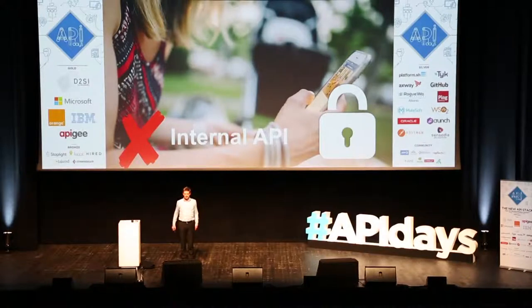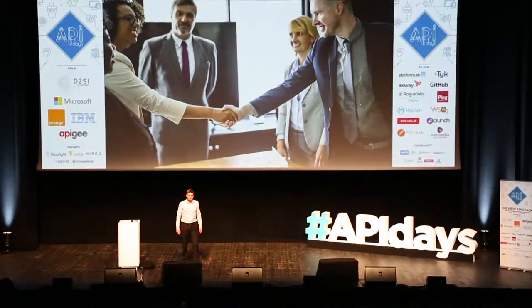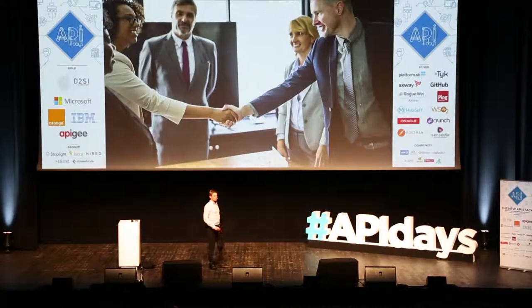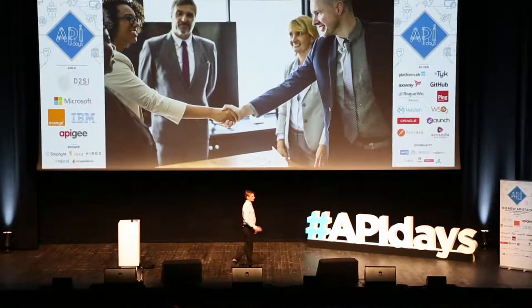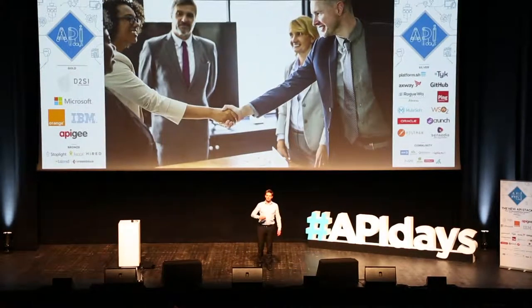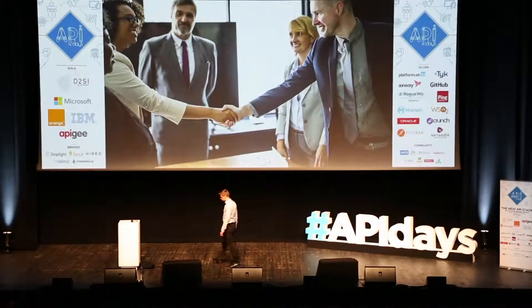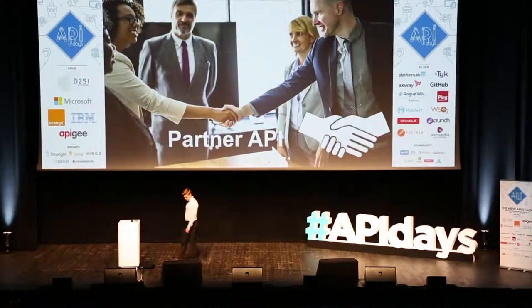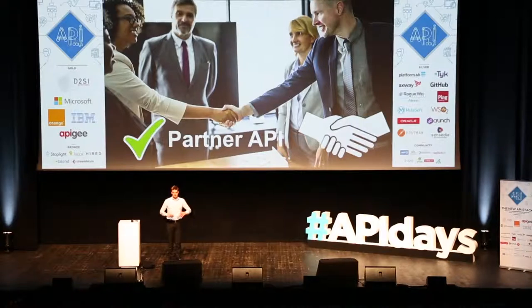They're locked in. But then you can think of partner APIs, where you already have a business relation to a company. For example, an insurance company has a relation to a reinsurance company, so they already have a partnership, and based on that partnership, they can build APIs for creating ecosystems. This is more of a closed kind of ecosystem.